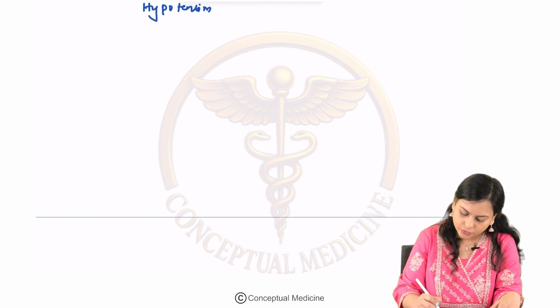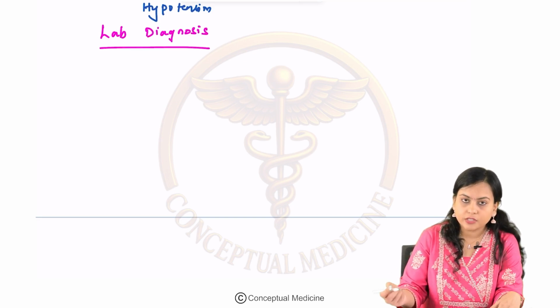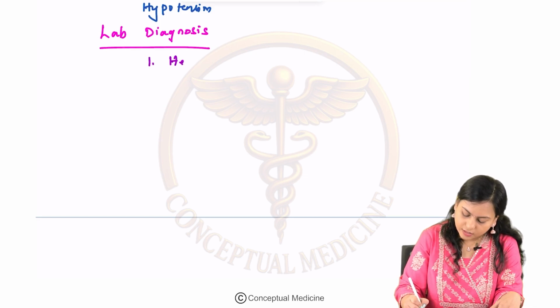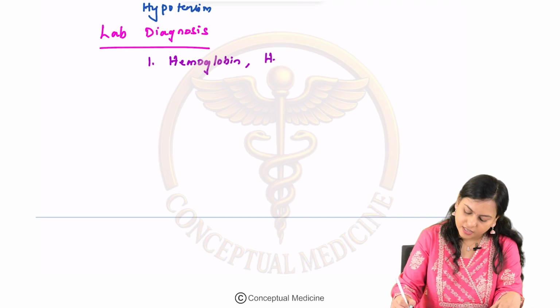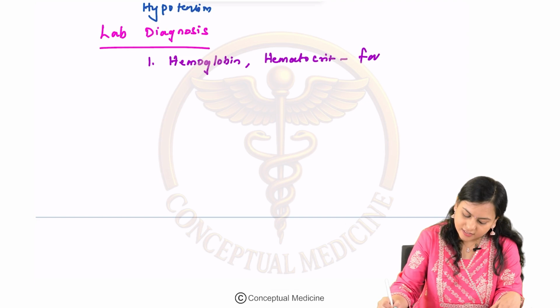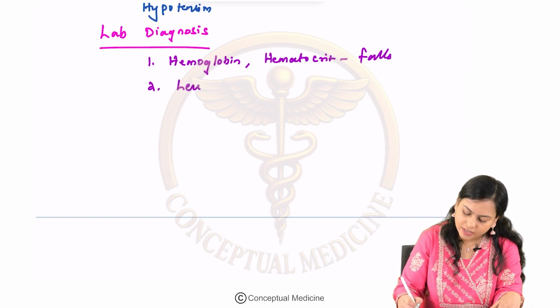Okay. So when you come to lab diagnosis, if there is a rupture, then hemoglobin and hematocrit usually fall, right? Hemoglobin and hematocrit fall. Okay. There can be leukocytosis.